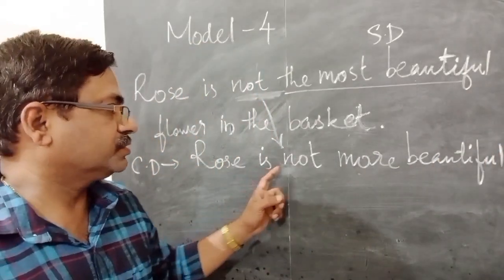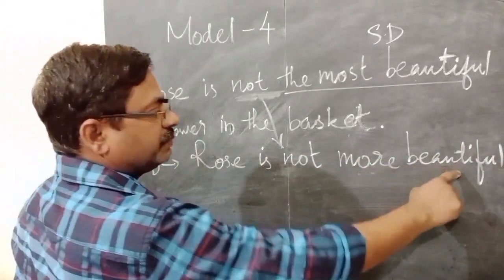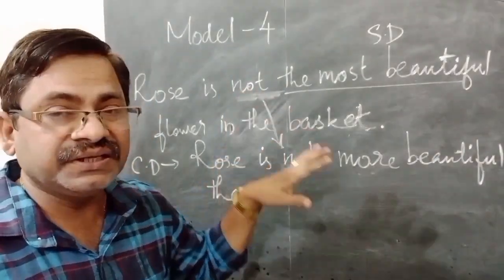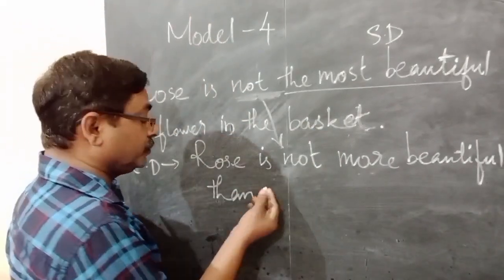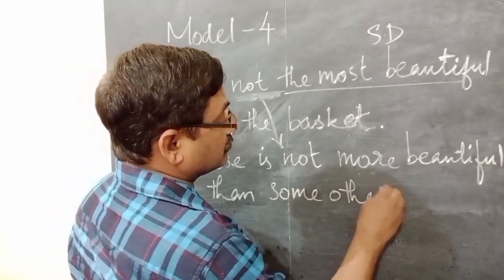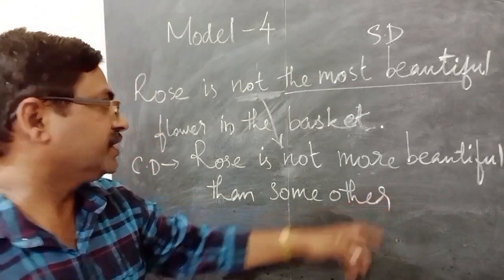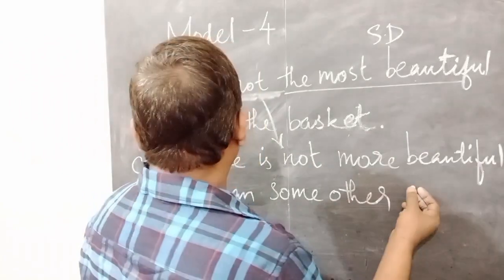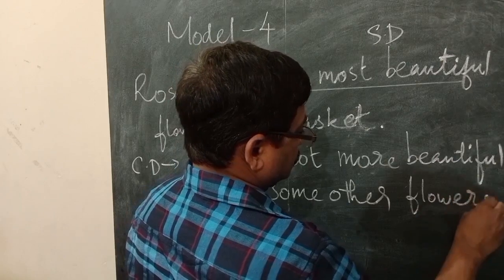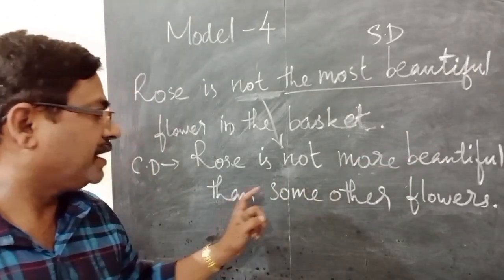Rose is not more beautiful. Comparative form is immediately followed by than. In this case, instead of those words, some other should be used. Some other is followed by a plural noun. Rose is not more beautiful than some other flowers.